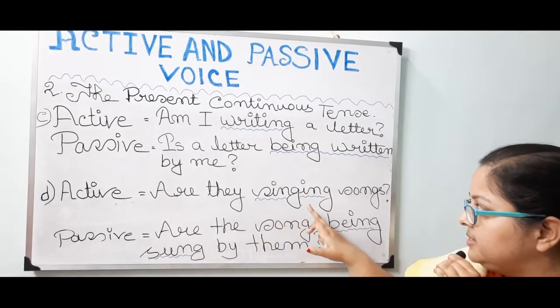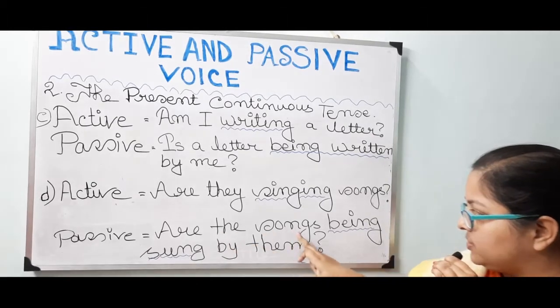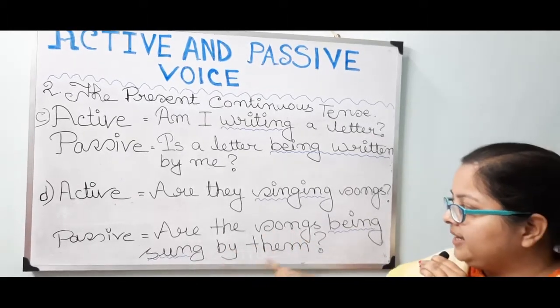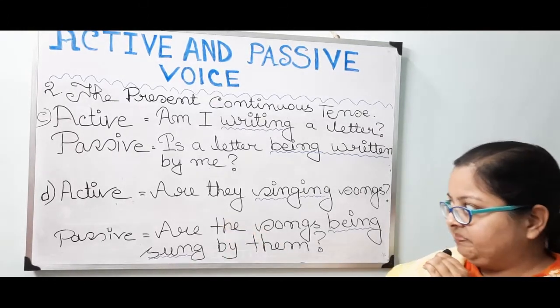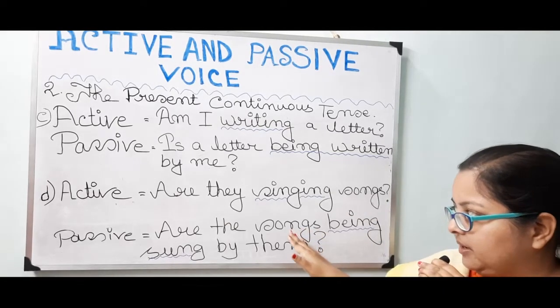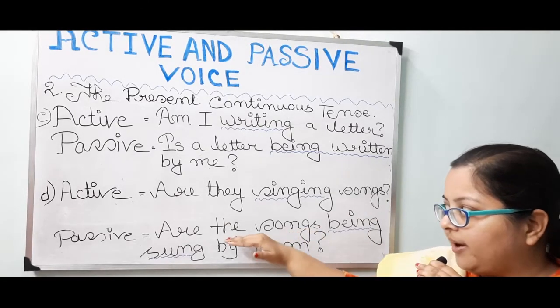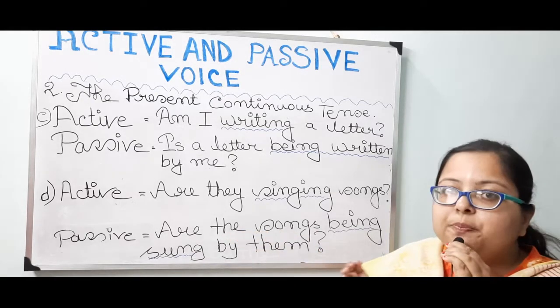Next example, active: Are they singing songs? Question mark. Passive: Are these songs being sung by them? Question mark. So are is remaining the same. Then the songs is coming over here. And before songs, according to the rule, we have to put the, or it is better to put the.